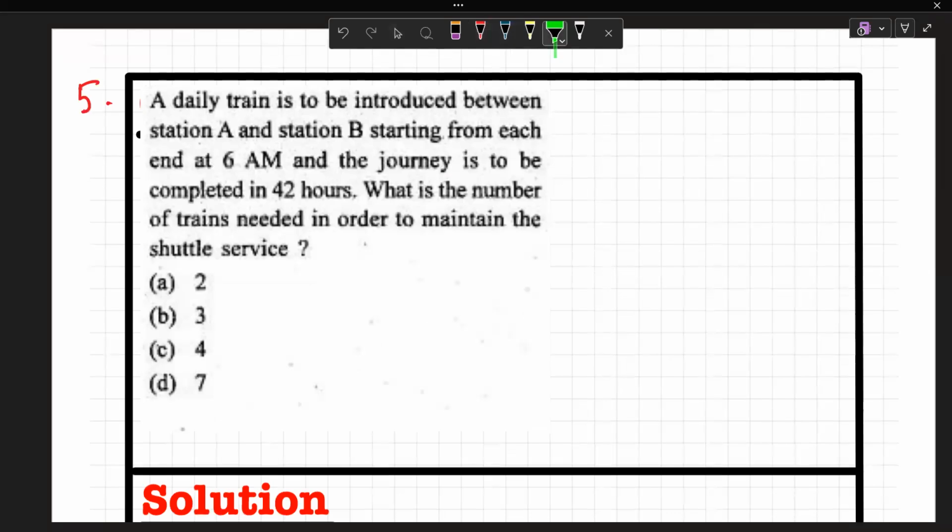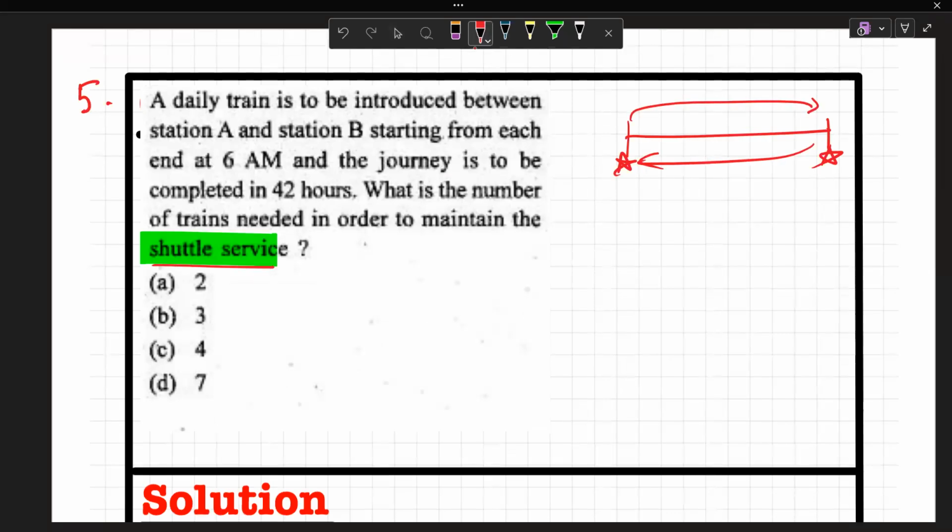Question number 5. First read the question. What is the number of trains needed in order to maintain the shuttle service? Now, if you might be confused with the word shuttle service, it means to transport from one place to another. So there would be a continuity in transport. Now let us read the question.